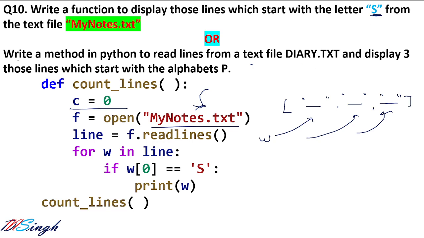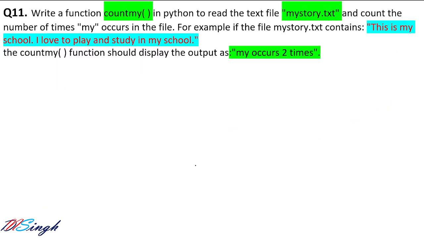In the same way, you can write a method in Python to read lines from the text file diary.txt and display those lines which start with the alphabet p. This is also given for 3 marks. In the same way, you can just change s to p here and you will get all the lines which are starting with p.